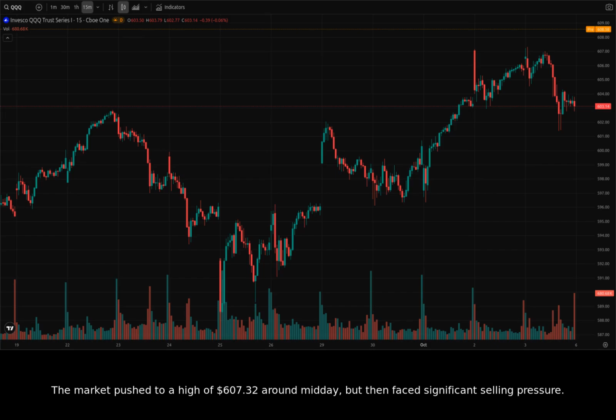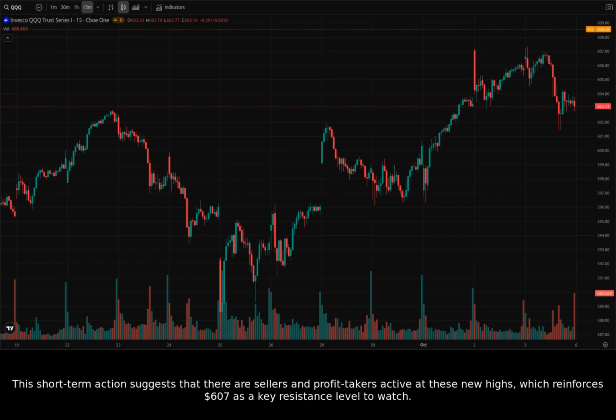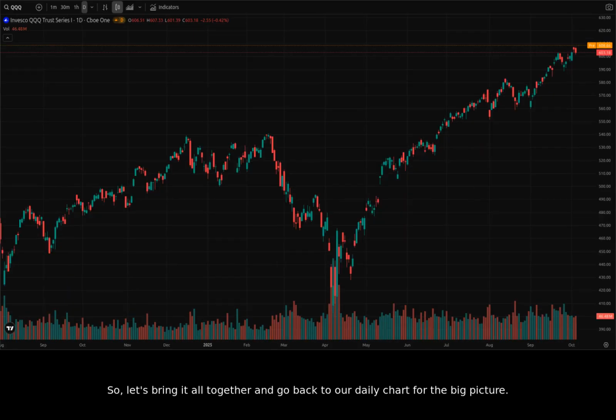The market pushed to a high of $607.32 around midday, but then faced significant selling pressure. This selling drove the price down nearly $6 to close near the lows of the day. This short-term action suggests that there are sellers and profit-takers active at these new highs, which reinforces $607 as a key resistance level to watch. So, let's bring it all together and go back to our daily chart for the big picture. To recap, the critical price levels are clear. Resistance is the all-time high around $607. Immediate support is in the $601 to $603 zone, with a more important structural support level at $588.